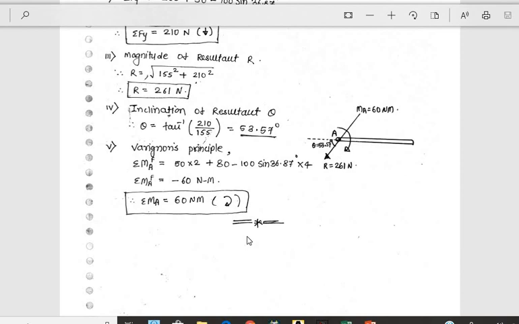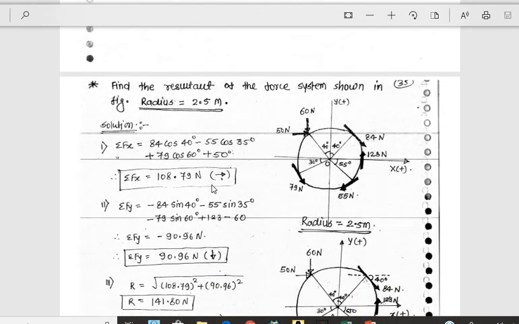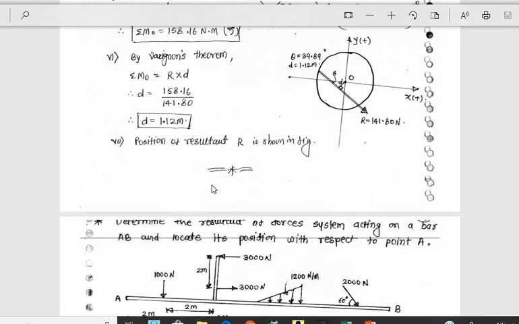Minus means it is clockwise. It is an anti-clockwise. He has taken anti-clockwise as plus and clockwise as minus. Okay, so it is coming minus, which is the anti-clockwise moment. This problem is not so important.